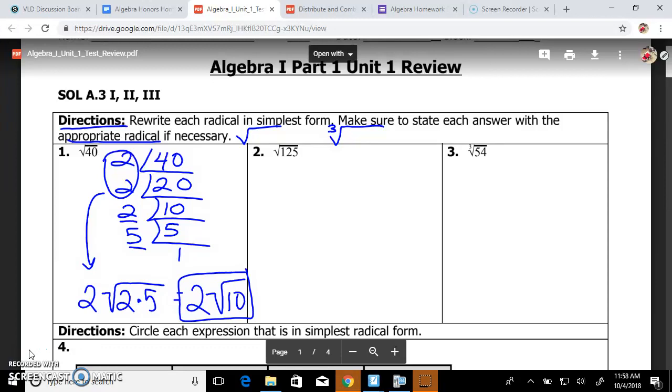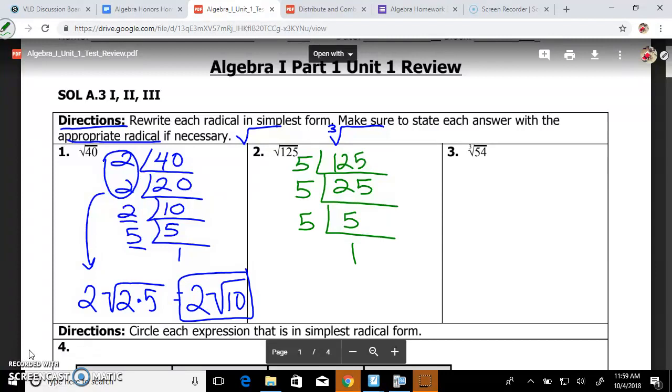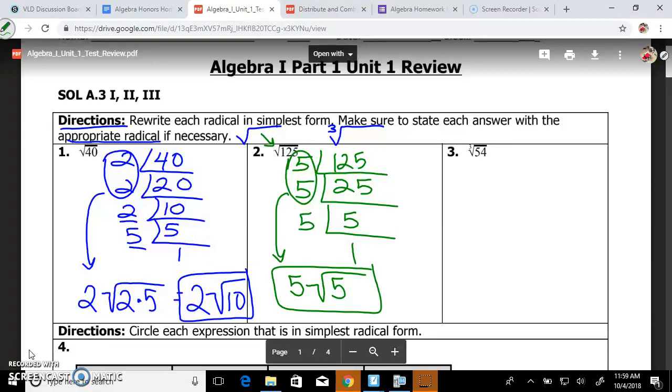For the next one, we're taking the square root of 125. This definitely looks like it's divisible by 5. 125 divided by 5 is 25. That's also divisible by 5. Divide that by 5, 5, 1. It's a square root, so I'm looking for groups of 2. I've got 2 5s there. And then all we have left on the inside is a 5. 5 square root 5.